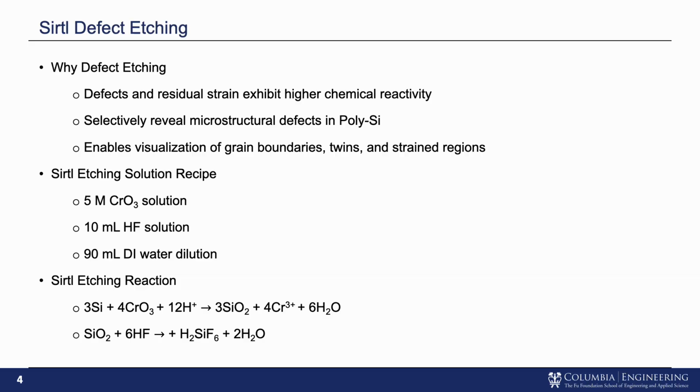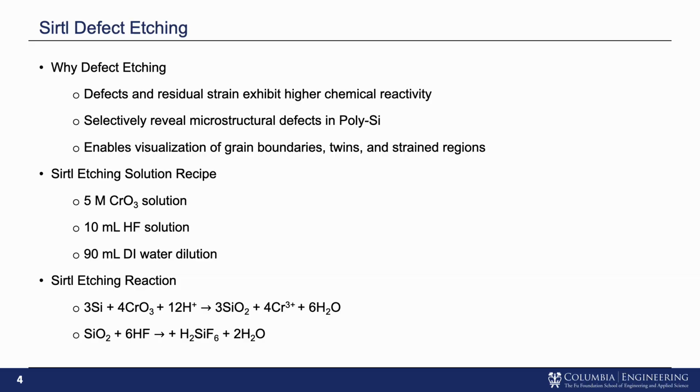On these slides, I briefly introduce the physical and chemical basis of Secco defect etching. First, different crystallography orientations can exhibit different etching rates. Beyond orientation effects, microstructural defects further enhance local chemical reactivity. This makes defect-rich regions the preferential etching sites compared to the defect-free crystalline areas. As a result, defect etching can selectively reveal microstructural heterogeneity in polysilicon.